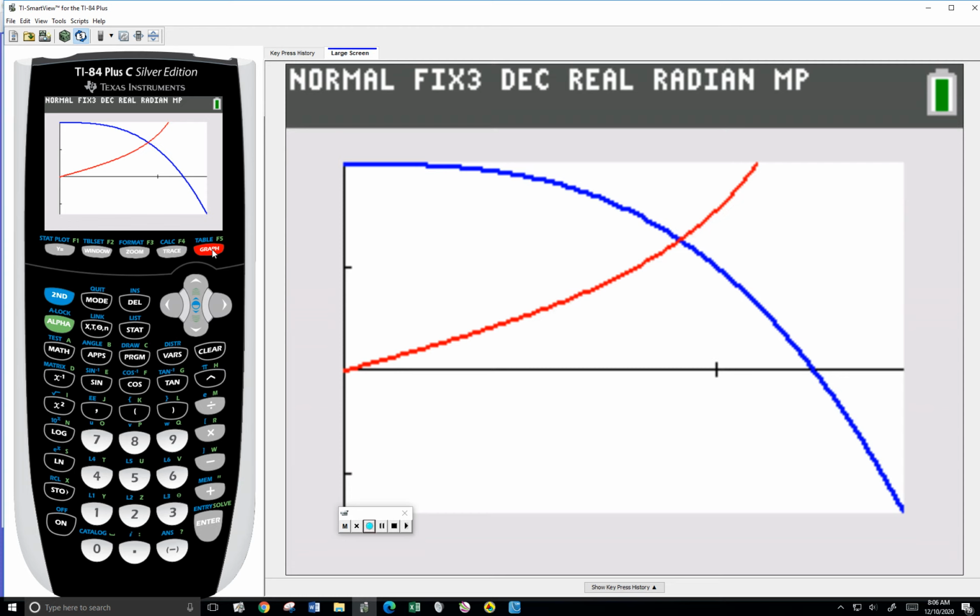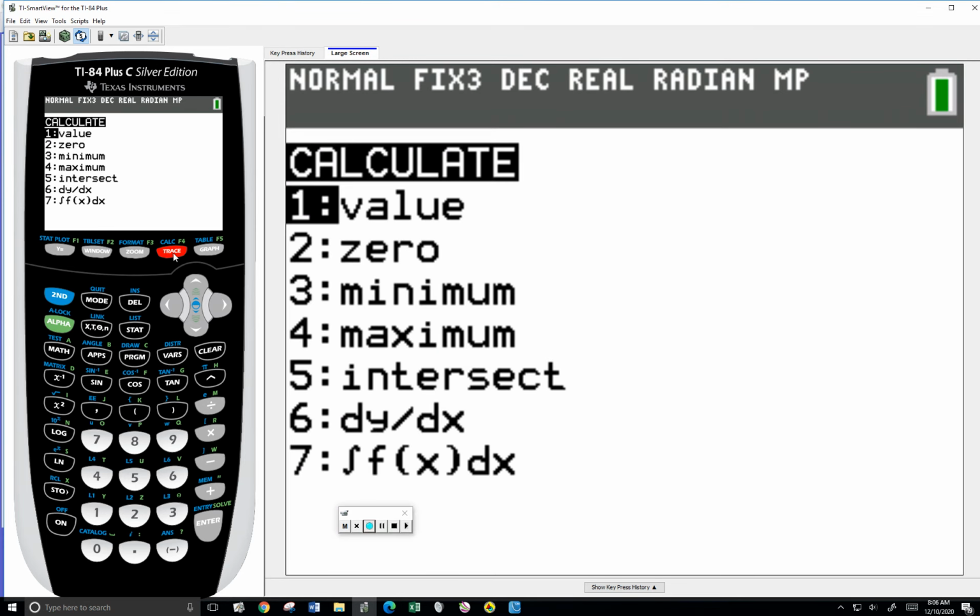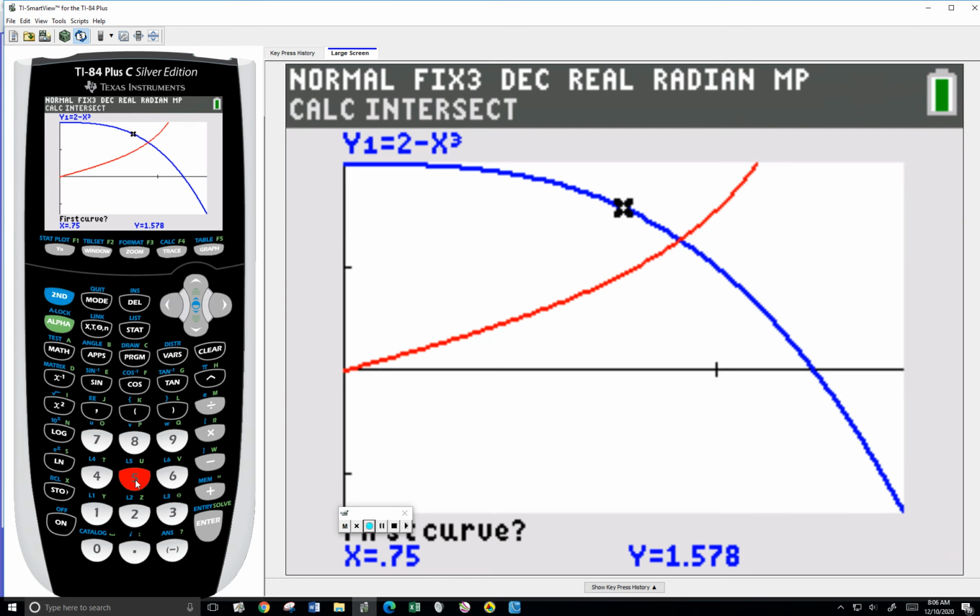Okay, next thing. I am trying to find this area here. So it's critical that I know this xy coordinate and this xy coordinate. So I'm going to find those. So on my calculator, second, trace, 5 for intersect.